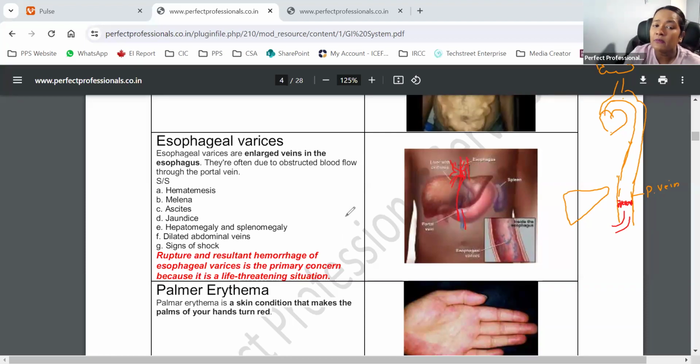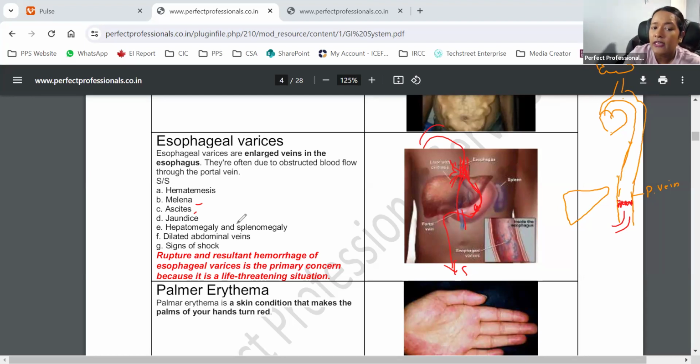What will be the signs and symptoms? Hematemesis: the patient's vomitus will contain blood. The patient will have melena, blood in stool, because if these veins bleed, where will the blood go? The blood will come into the stomach. If the patient vomits, it will come out through the mouth. If the patient does not vomit, this blood will get digested and come out with the feces. That's called melena. Then the patient will have ascites, an accumulation of fluid.